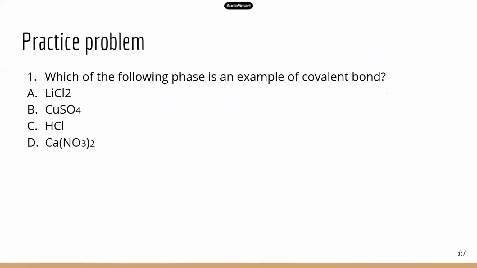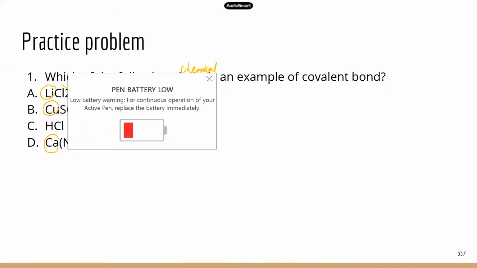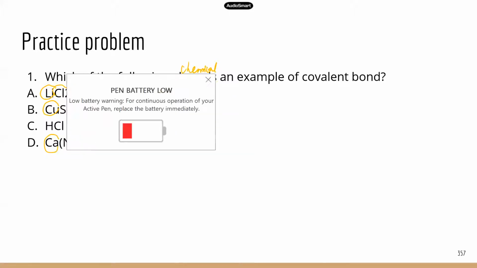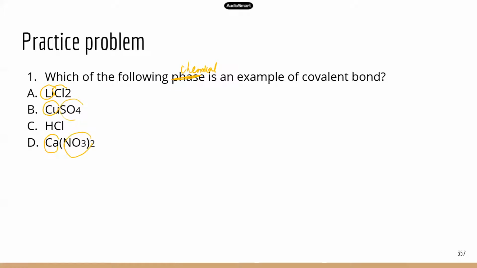Okay, now let's look at the practice problems. Number 1, which of the following chemical is an example of covalent bond? Lithium, copper, calcium, they're all metals, right? So if you have metals forming a chemical bond with the non-metals, chlorine, sulfate, nitrate, those are non-metals. So they are going to form ionic bond. So the correct answer for covalent bond, which is non-ionic, is going to be C.